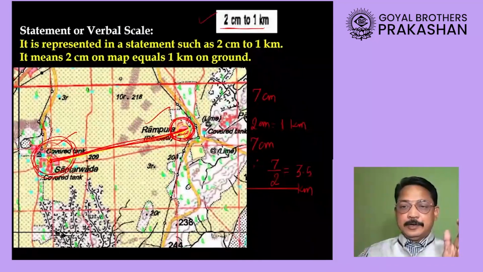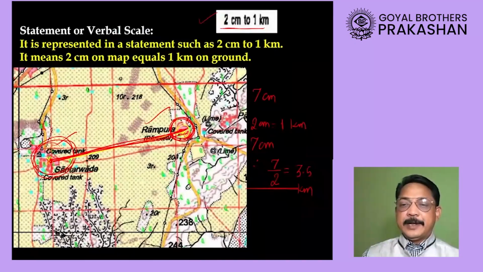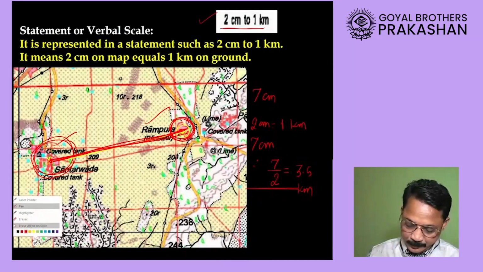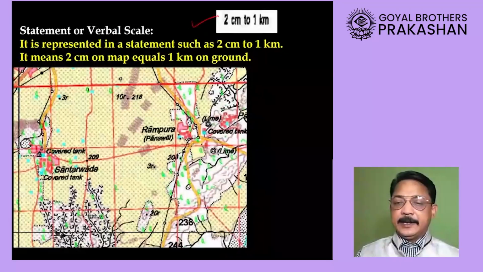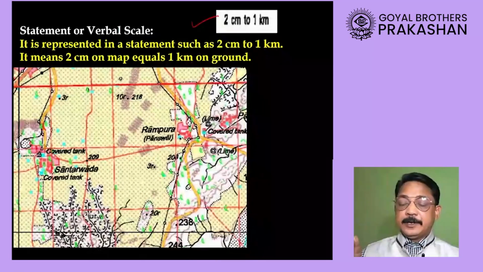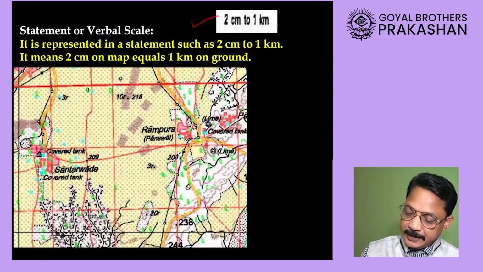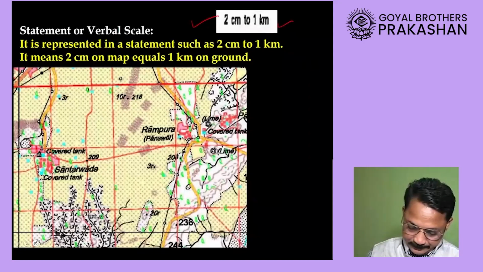So on ground, the distance will be 3.5 kilometer. So a verbal scale in this way gives us a direct statement. It tells us directly that the given distance on a map is 2 centimeter and it is directly equal to 1 kilometer. So this is already written that 2 centimeter is equal to 1 kilometer.